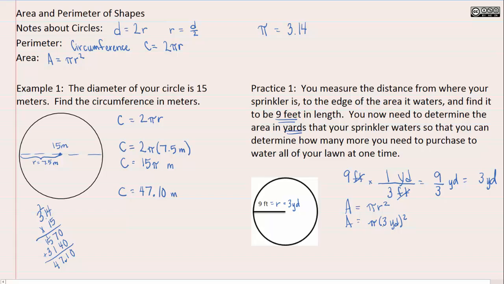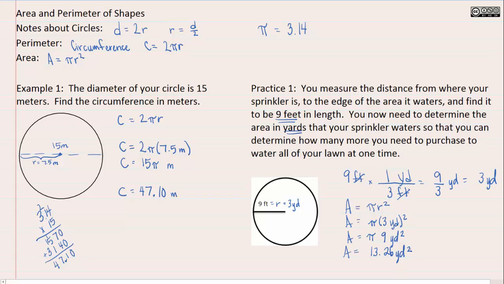When I do 3 times 3, or 3 squared, I get 9. When I do yards times yards, or yards squared, I get a yard to the second, or yard squared. There's still a pi that needs to be multiplied to this. So we would then do 3.14 times 9, and we would get a value of 13.26 yards squared.